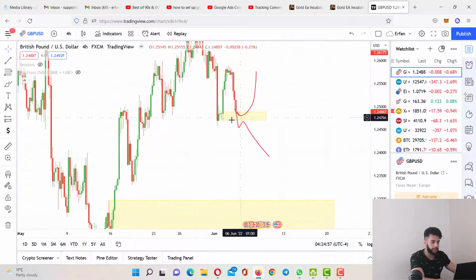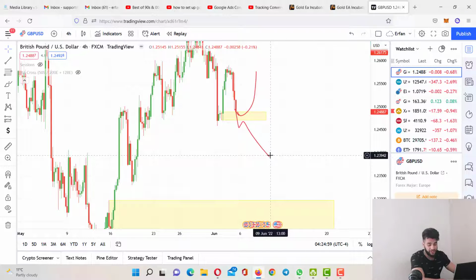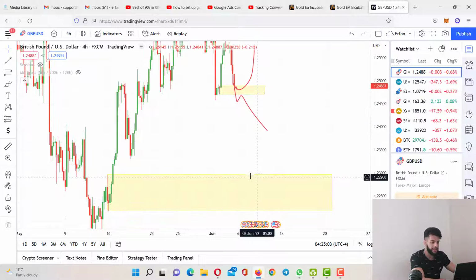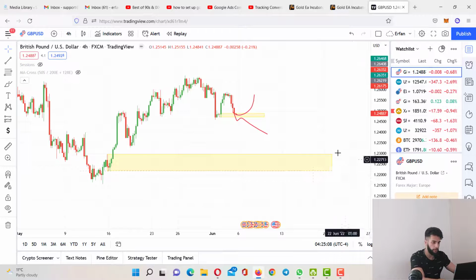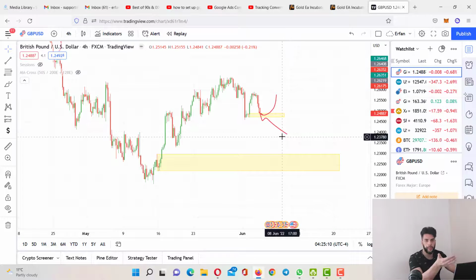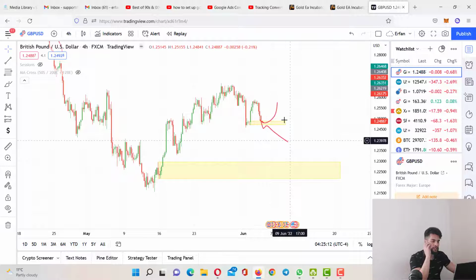And if this scenario happens, there is a high chance that it comes down all the way to this level here, and then it goes back up. But it's going to take a while because it's on a 4-hour time frame, but this is exactly where it's at right now.